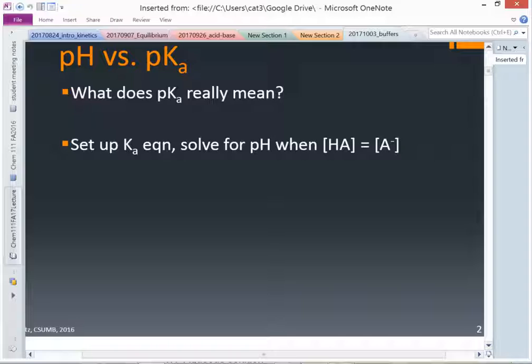In the conversation about buffers, we're talking about pH versus pKa. We're comparing. pH is what I measure about a solution. pKa is a parameter of a molecule. Let's set up the Ka equation.